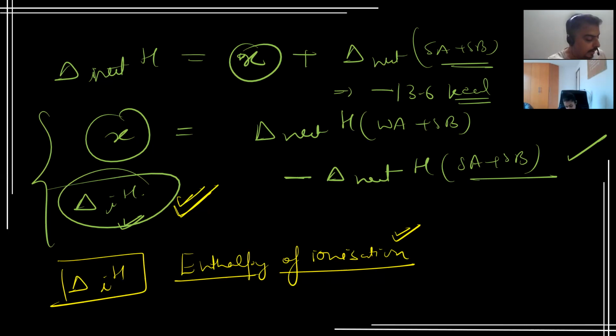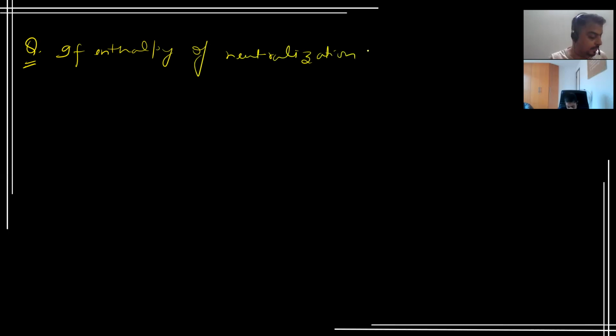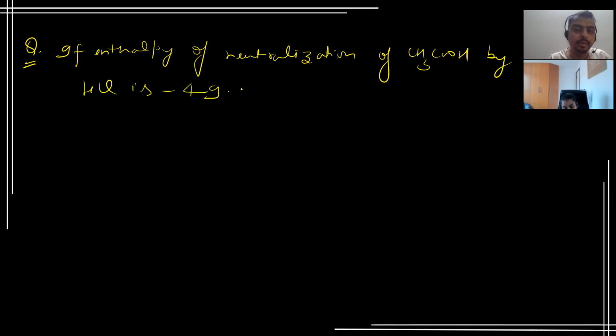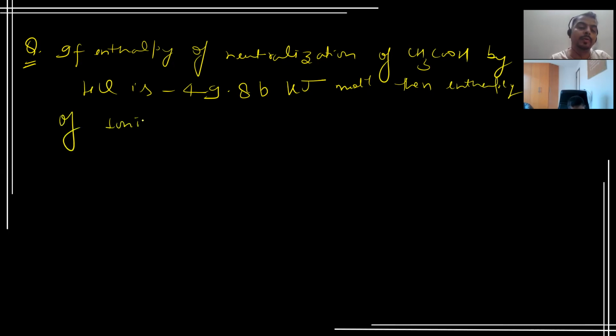Okay, the question is like this. If the enthalpy of neutralization of CH3COOH by HCl, hydrochloric acid, is minus 49.86 kilojoule per mole, then the enthalpy of ionization of CH3COOH.